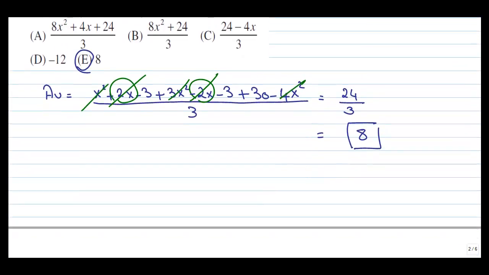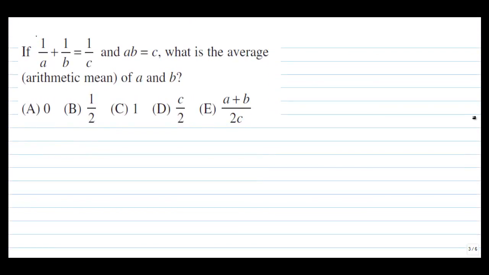Alright, next problem. Here we have 1 over A plus 1 over B equal 1 over C, and the product of AB equals C. What's the average of A and B? Alright, you know the average is simply the sum over 2. The average of two numbers is simply the sum, so we add them, A plus B over 2. This is the average of A and B, A plus B over 2.